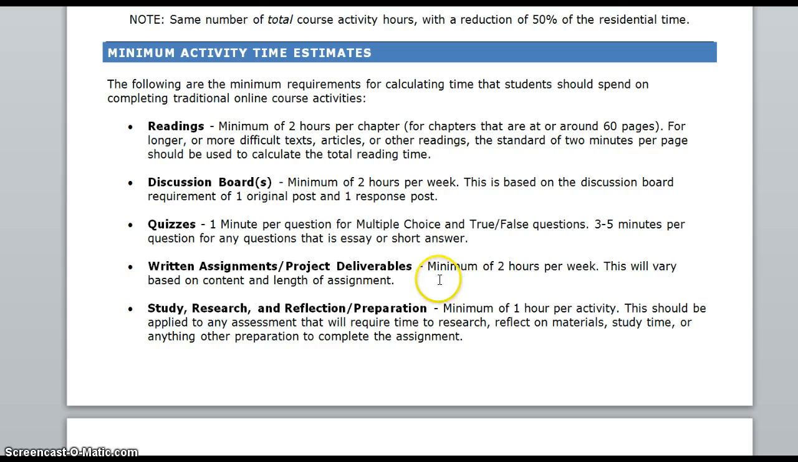For written assignments and other types of projects, a minimum of 2 hours per week, but that's definitely going to be dependent on what type of project is happening and what that written assignment looks like, how many pages. So just think about that.